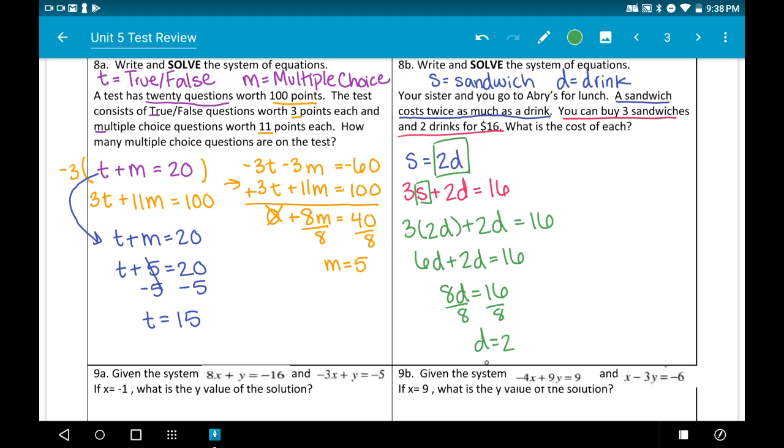So drinks cost $2 here. That's what that means. Now to figure out how much sandwiches cost, we're going to take one of these equations. So I'll take S equals 2D. So S equals, and I'm going to replace D with 2. So 2 times 2, which means S equals 4. So a sandwich costs $4 and a drink costs $2. So this is the system it wanted written, and this is the solve.